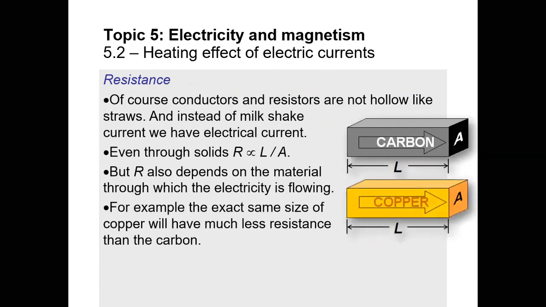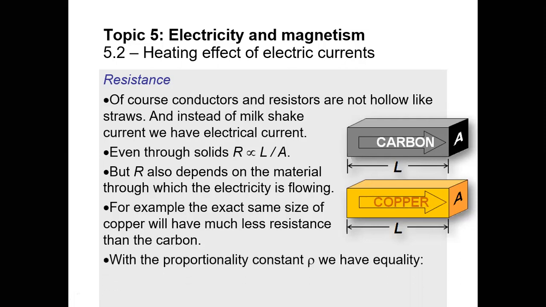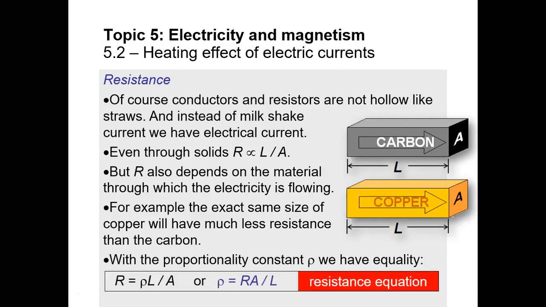This formula I told you, R is equal to rho L by A. Remember that different materials have different resistance. That's why it's rho, resistivity, that is specific resistance. For example, this is carbon, this is copper. Carbon has its own resistance and copper has its own resistance. That is called specific resistance and it is represented by the symbol rho.